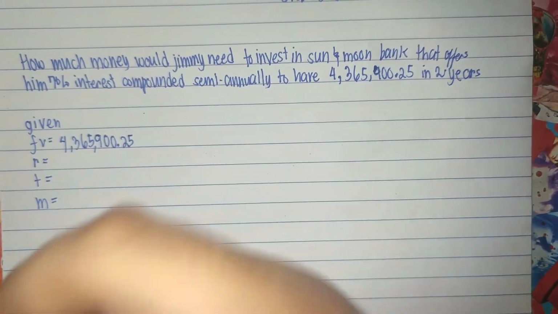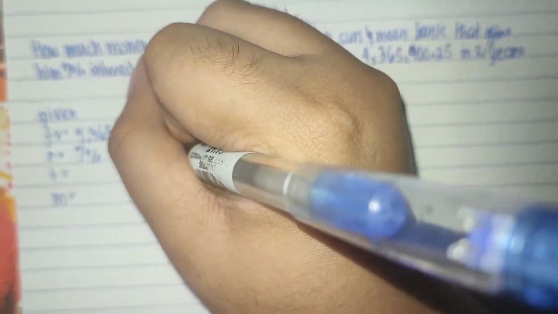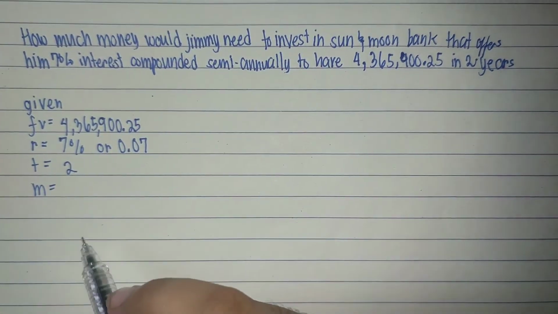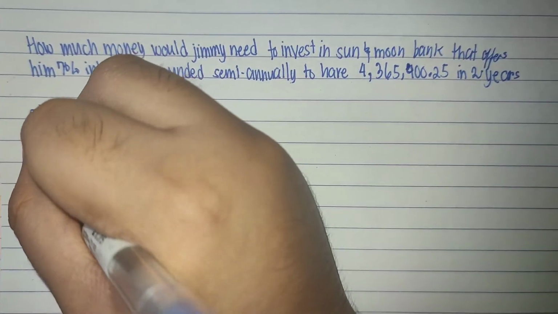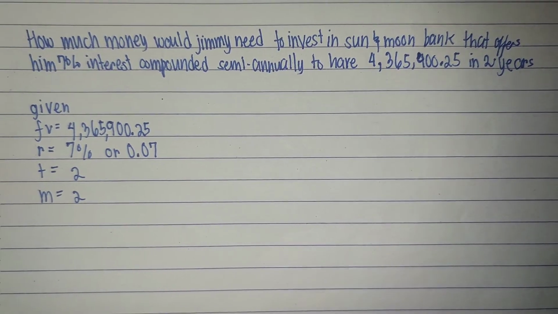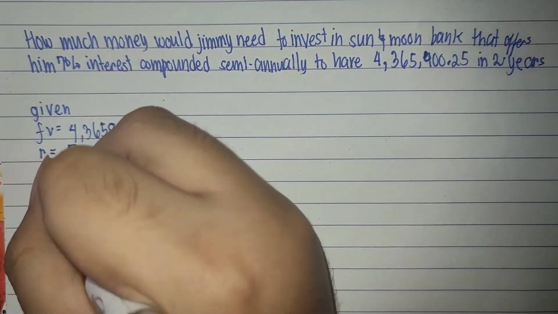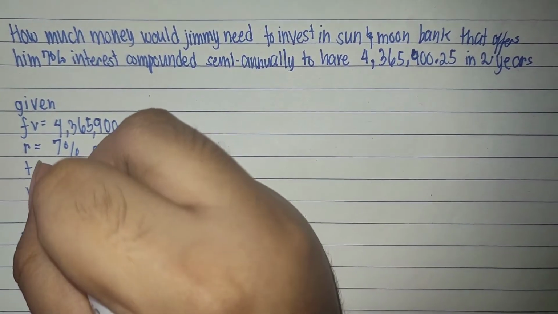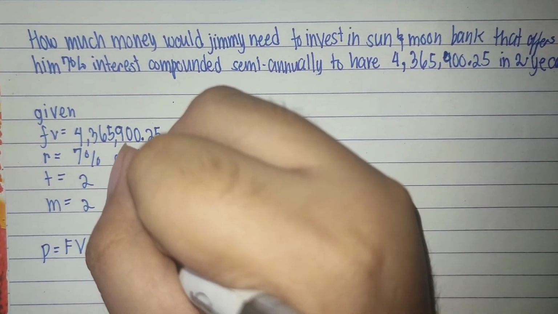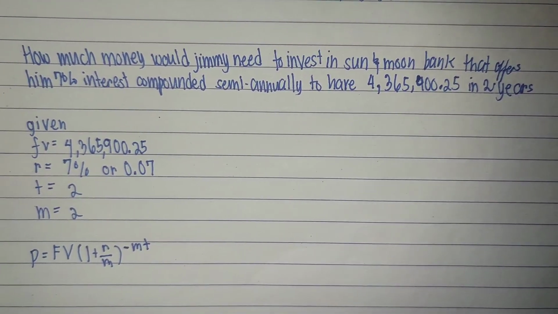Ang rate ay 7% or 0.07. Ang time naman natin ay 2 years. Ang M natin, since semi-annually siya, magiging 2. Then, ang hahanapin naman natin ngayon ay ang principal. Iba yung formula ng principal. Ito siya. P equals FV parenthesis 1 plus rate over M, then wag natin kalimutan yung negative sign, then M and time ulit. So, ang gagawin natin is isa-substitute na natin siya.